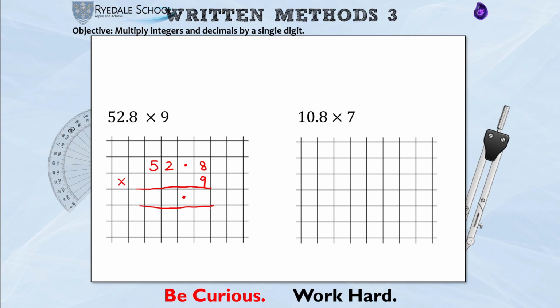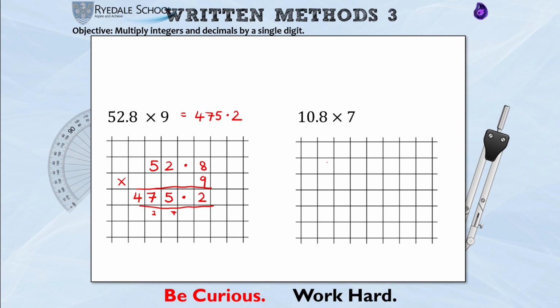8 times 9 is 72. So it's 2 and carry 7. 72 reading diagonally. We now have 2 times 9. 2 times 9 is 18. We need to add the extra 7, so that is 25. Finally, we have 5 times 9 is 45. Add 2 is 47. So the answer to 52.8 times 9 is 475.2.